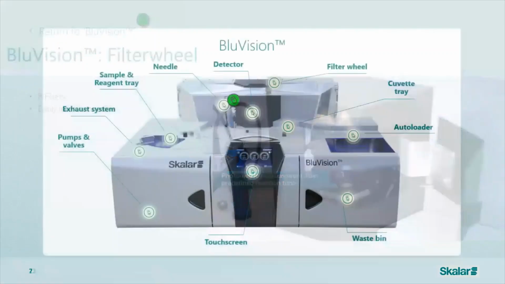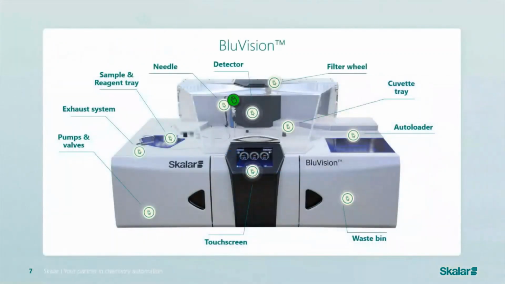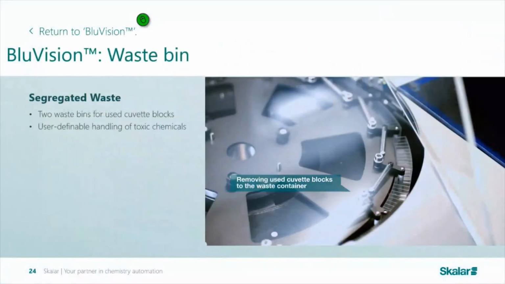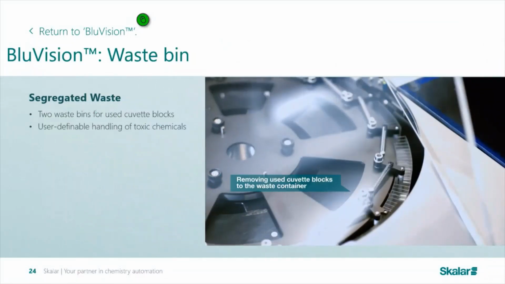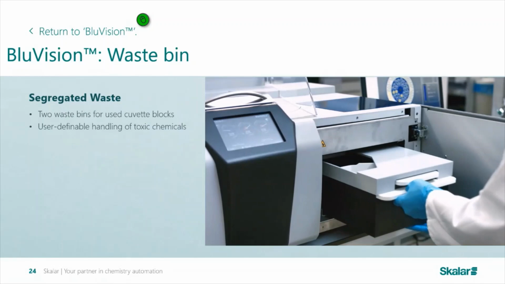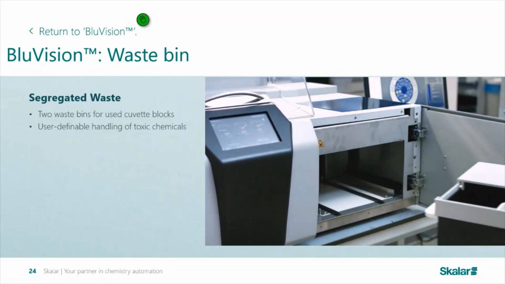So we've reached the end of our analysis. Our results are calculated and now visible in the software. So what happens to the cuvettes? These need to be removed, of course, from the analyzer to our waste container. Now, the interesting point here is that we have the ability to segregate the waste based on the type of waste that it is. And there's two main reasons for that.